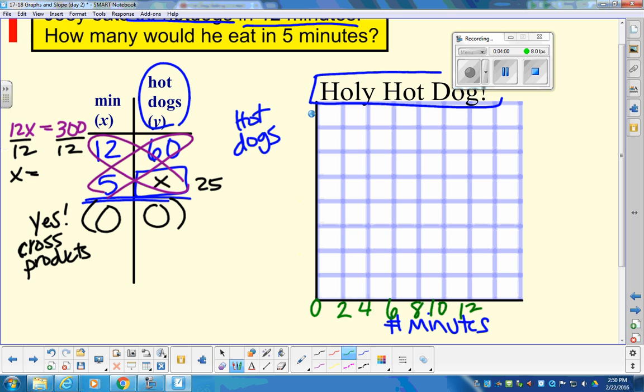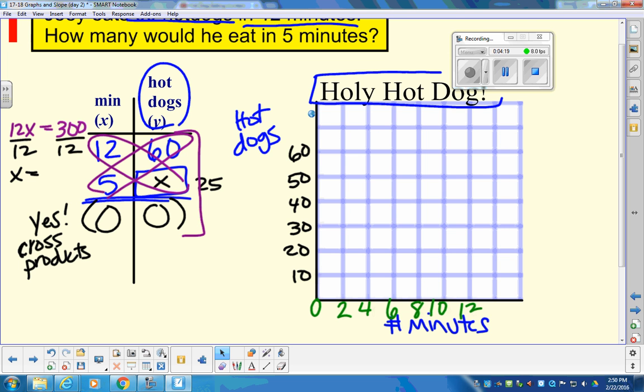On the y-axis, we range from 0 to 60. So if we went 5, 10, 15, 20, 25, 30, 35, 40, we're not going to make it. So we need to get from 0 to 60 over here. I'm going to go by 10s: 10, 20, 30, 40, 50, 60. I'm going to give you a chance to get caught up.